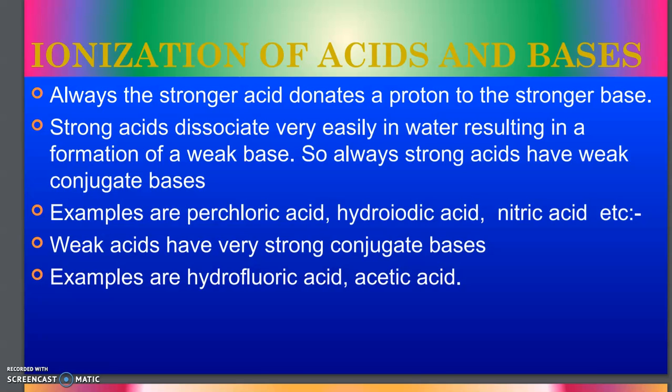Hello children, we have seen certain definitions of acids and bases, and now we will see how acids and bases ionize and what type of equilibrium they will show. We know there are two types of acids, strong acids and weak acids. We know all these things from your lower classes. Weak acids are the acids which will not ionize completely. Strong acids are the acids which completely ionize.